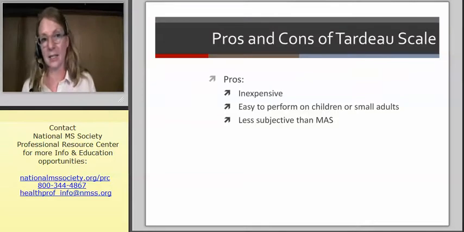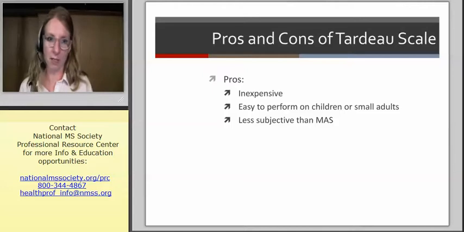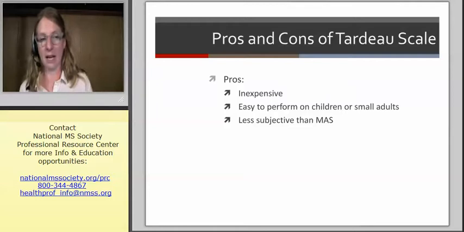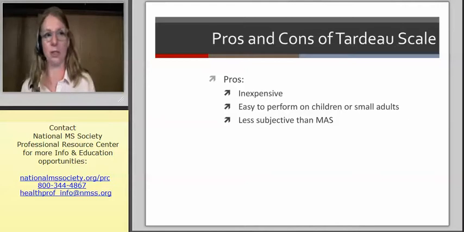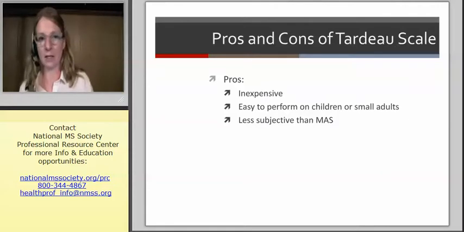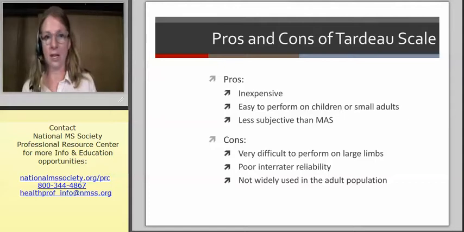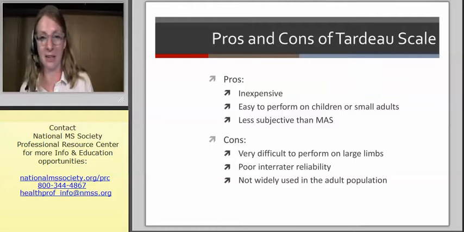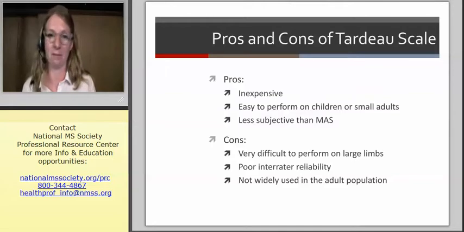The pros, again, it's inexpensive. You need a goniometer. And it's easy to perform on children, especially small joints. And it is theoretically less subjective than the Modified Ashworth because you actually have a degree measurement. You know that the difference between a slow stretch and a quick stretch is 22 degrees. So theoretically less subjective. The cons are it's very difficult to perform with large limbs or large individuals. Sometimes even getting an accurate goniometric measurement of end range when someone is still is difficult if they have very much adipose tissue, or it's just a very large individual with large limbs.